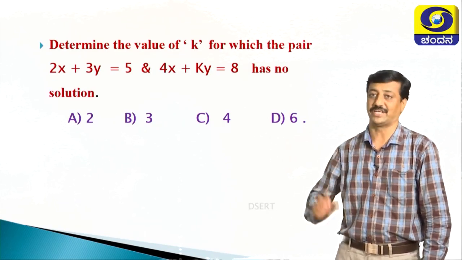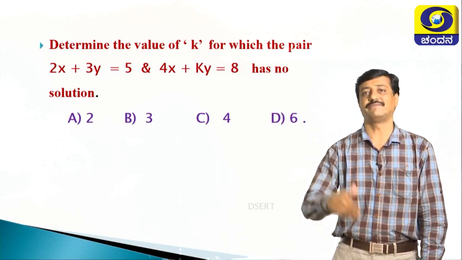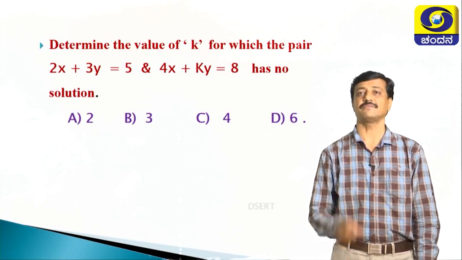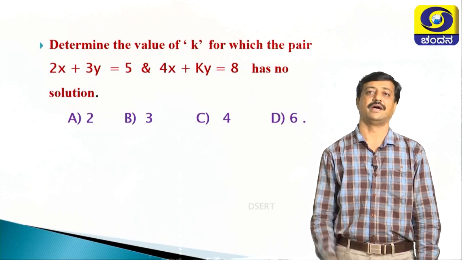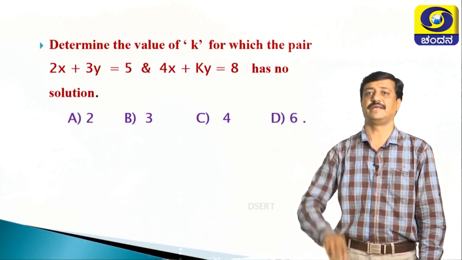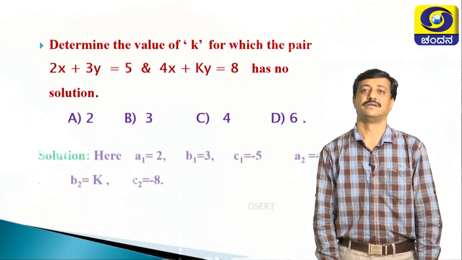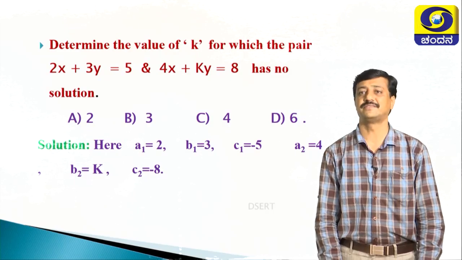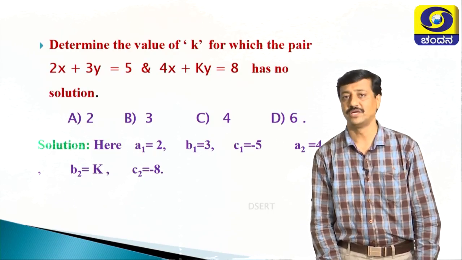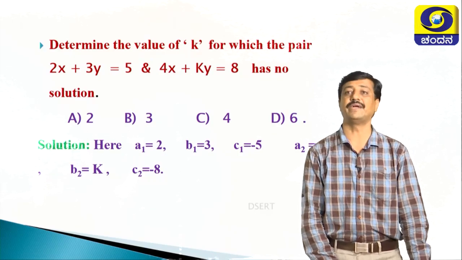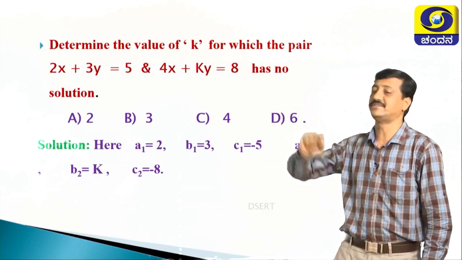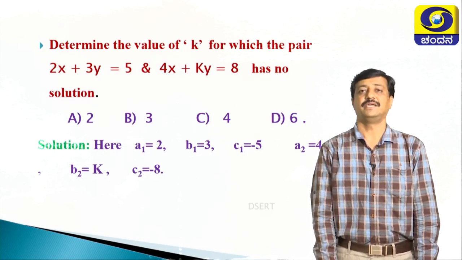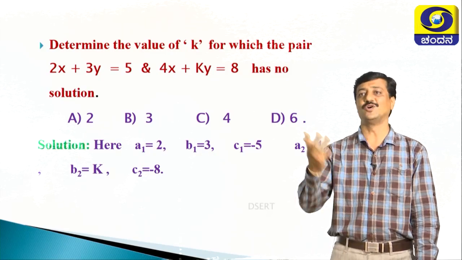It is a multiple choice question, but we will follow a different method to find the solution. In this example, as usual, we compare the given pair with the standard form. After comparison, we get the values of a1 as 2, b1 as 3 and c1 as minus 5, a2 is 4, b2 is k and c2 is minus 8. After getting these 6 values, let us see that in the question it is given the pair has no solution.